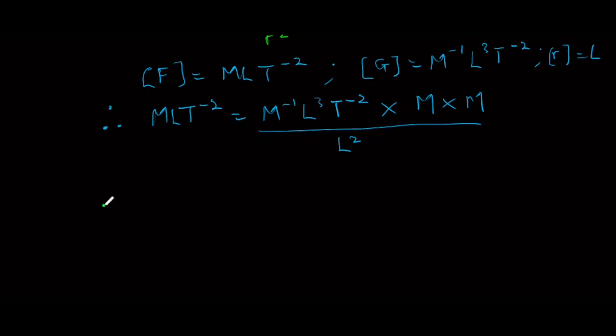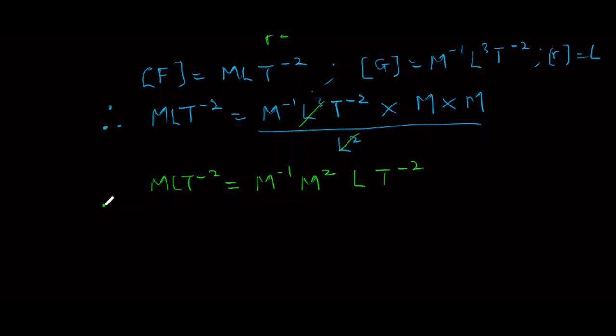So here we have 2m, that gives us M L T raised to power minus 2 equals m raised to power minus 1, as m times m will give us m squared. Then we have 3L and 2L to cancel out, then I'll be left with 1L here on the other side. We're having T raised to power minus 2.